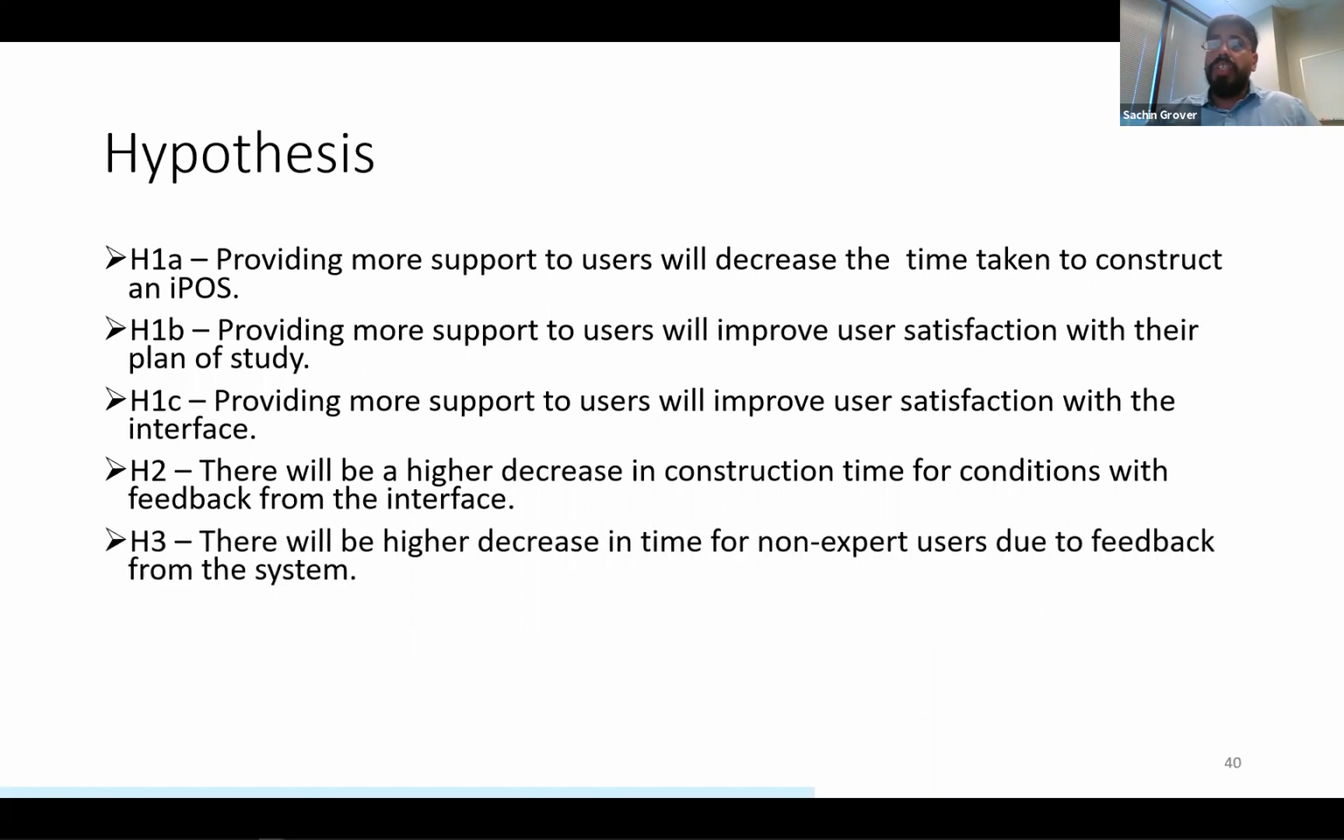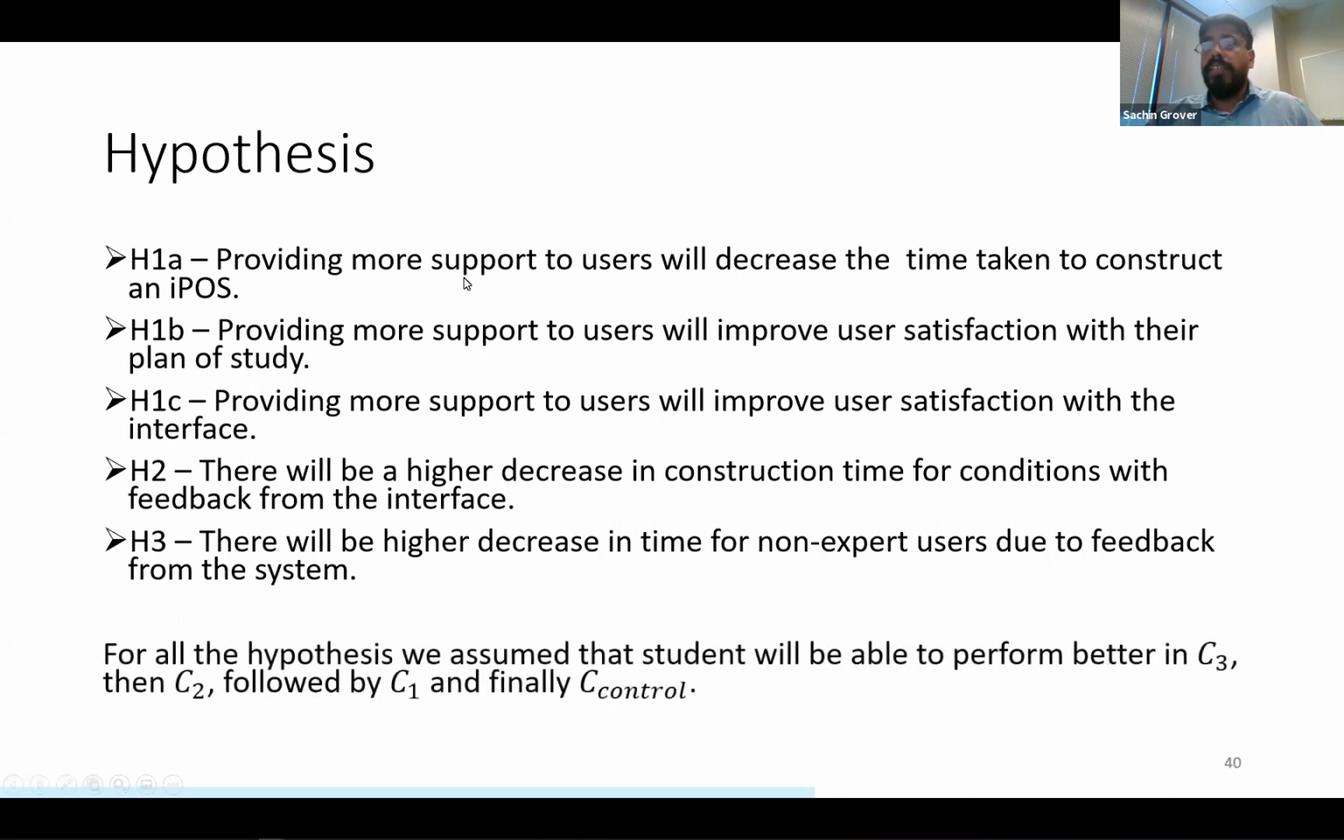And H3 was that the students who are non-experts, for example, students who have not actually constructed their iPods and don't know about it, the feedback of the system would help them more. For all these conditions, we assume that the more the feedback, the more the interaction, thus it should perform better and provide more help for the students.